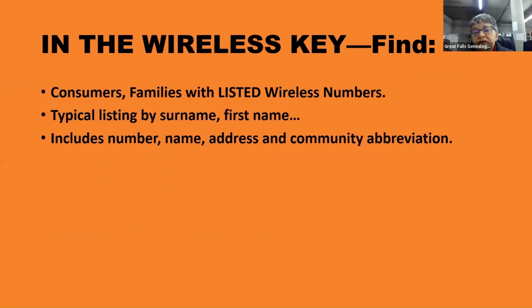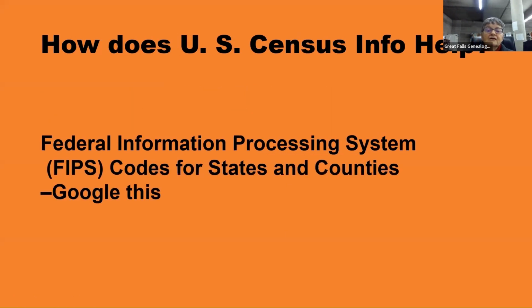In the wireless key, which wasn't there until 2015, you're going to find consumers and families with listed wireless numbers. Mine's not listed, I can tell you. You'll see it as a typical listing by surname and first name with the number, the name, the address, and the community abbreviation for that area. So you're still going to be able to see those small towns out and around, like Belt or Cascade or whatever.